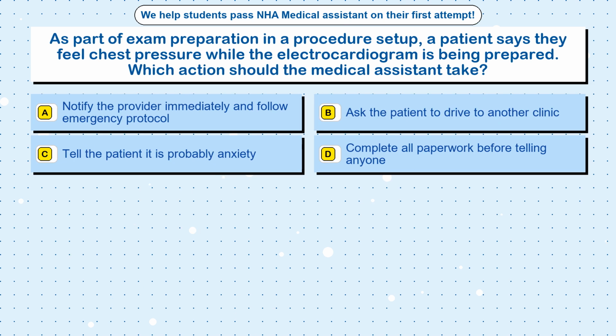Question 3. As part of exam preparation in a procedure setup, a patient says they feel chest pressure while the electrocardiogram is being prepared. Which action should the medical assistant take? Option A. Notify the provider immediately and follow emergency protocol. Option B. Ask the patient to drive to another clinic. Option C. Tell the patient it is probably anxiety. Option D. Complete all paperwork before telling anyone.